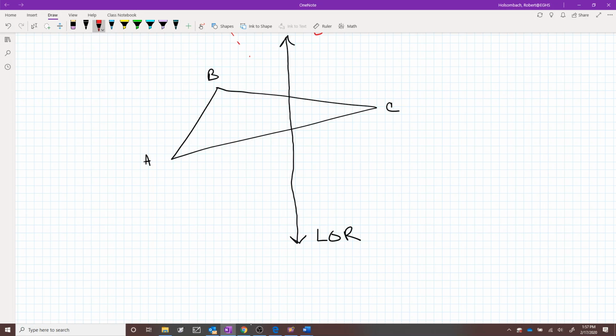So if I start with point A, I go about to here with A prime, and B goes to about here to B prime, and C goes right about there to C prime. And then you connect your vertices. Okay? The only time that a point will not move is if it's on the line of reflection. It'll just stay where it is.